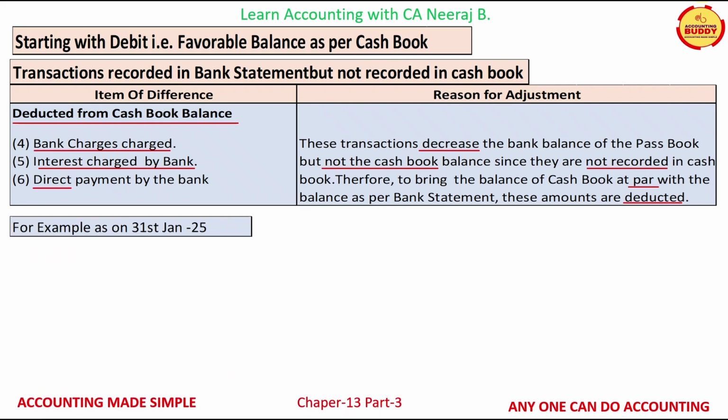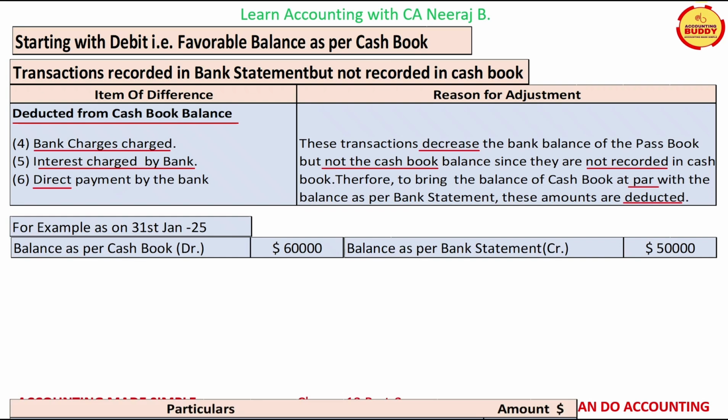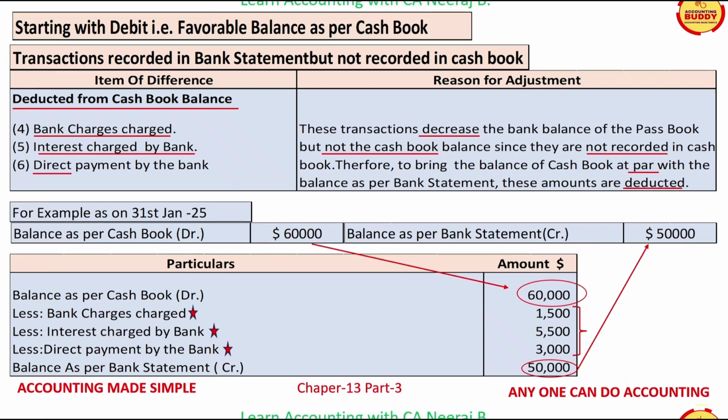For example, as on 31st March 25, the debit balance of the cash book is $60,000 and the credit balance of the bank statement is $50,000. Now, if we start the bank reconciliation statement with the $60,000 debit balance of the cash book, we need to deduct bank charges charged by the bank, interest charged by the bank, and the direct payments by the bank. The value of all these unmatched transactions will be deducted from the cash book balance to arrive at the credit balance of $50,000 as per bank statement.